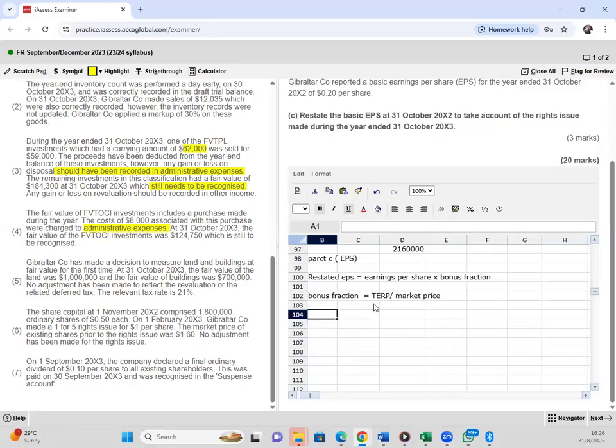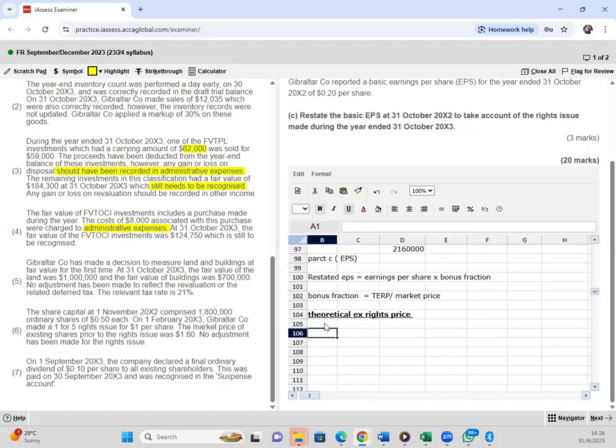Like for the EPS and the bonus fraction. So let's start by calculating the bonus fraction, because that is the important calculation. For the bonus fraction, we need the theoretical ex-rights price.